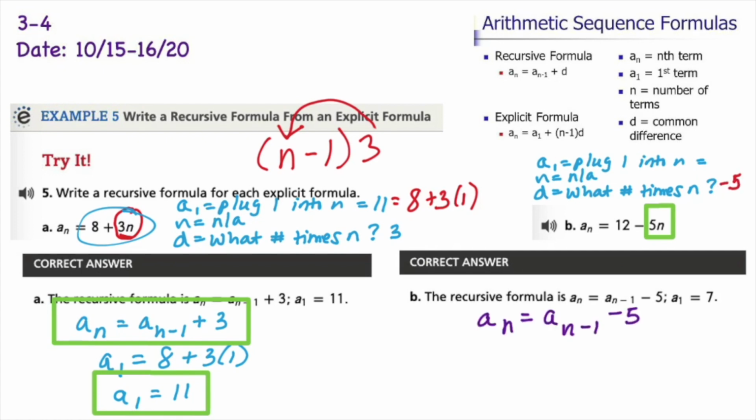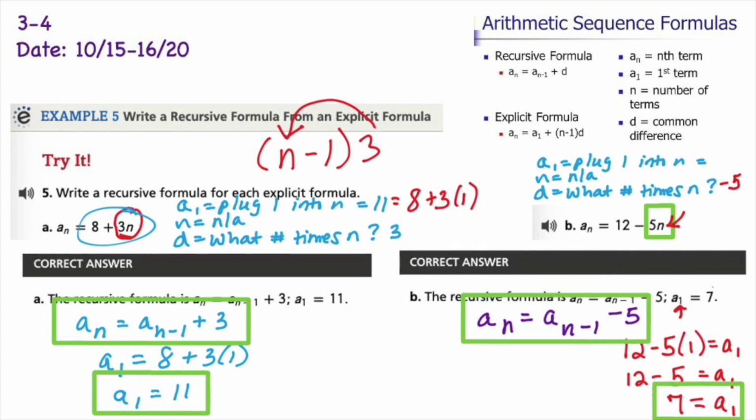All right, so a sub n equals a sub n minus 1 minus 5, and if we plug 1 into the problem, it will tell us what a sub 1 is. So if we plug 1 into this part right here, you'd have 12 minus 5 times 1 will give us what a sub 1 equals. So 5 times 1 is 5. So 12 minus 5 equals a sub 1, which means 7 equals a sub 1. So your answer is two parts, the formula and what a sub 1 equals.